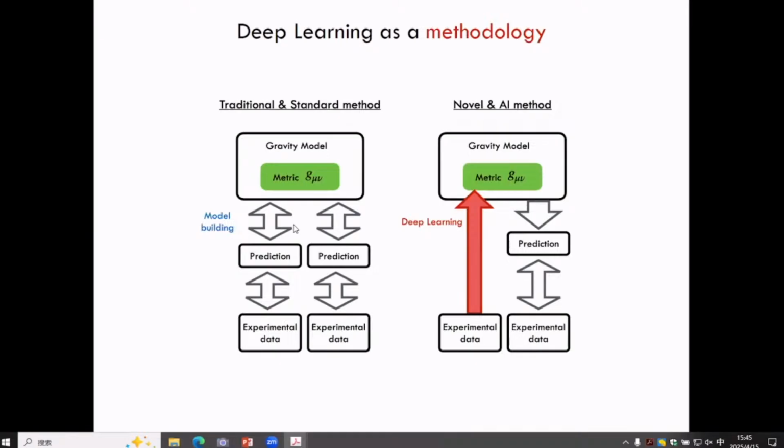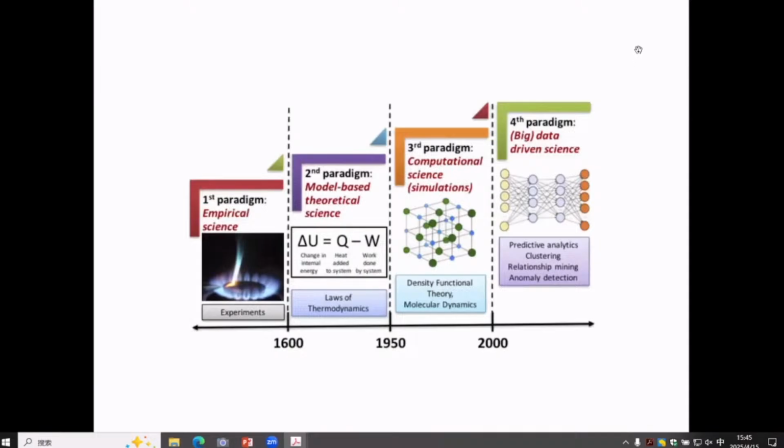Okay, so the schematic understanding of the deep learning is just technique. Traditionally, applied holography can be studied in this way. We start with some gravitational model. And this is basically model building as a bottom-up approach to holography, and make a prediction. And that prediction should be compared with the experimental data.